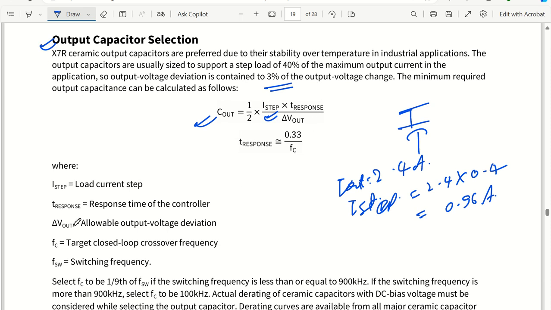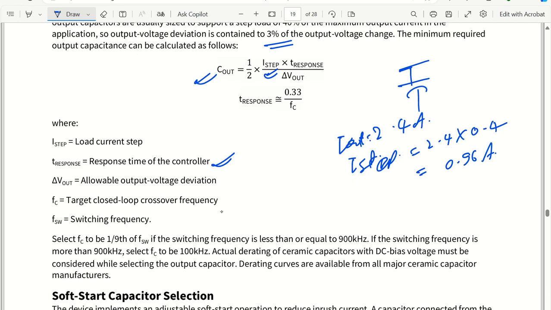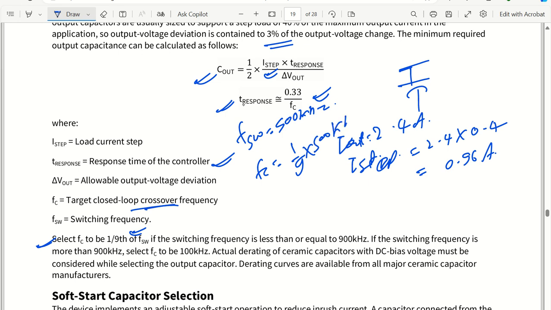similar to that, T response, you can see like response time of the controller, that you can utilize, and it will be nanoseconds, something like that, that is already told. So you can select FC to be 1/9 of FSW, that is your closed loop crossover frequency. So T response time will be calculated based on this, which can be utilized as 0.33 divided by FC. So let us say you are going to use FSW as 500 kilohertz, then my FC will be 1 by 9 times 500 kilohertz, and this value will be utilized here, and you can calculate your T response.